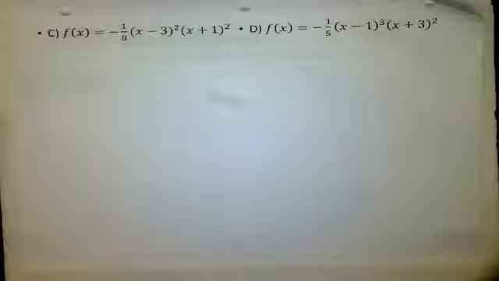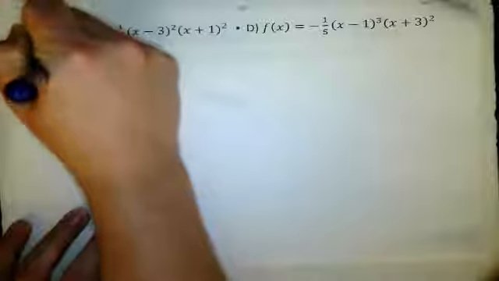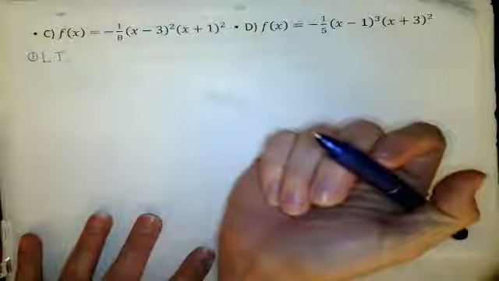All right, letter C, f of x equals -1/8 times x minus 3 quantity squared, times x plus 1 quantity squared. The first thing we need to find is that leading term. Take a second and see if you can figure out the lead term. All right, looking for the leading term. What do you think the lead term is?